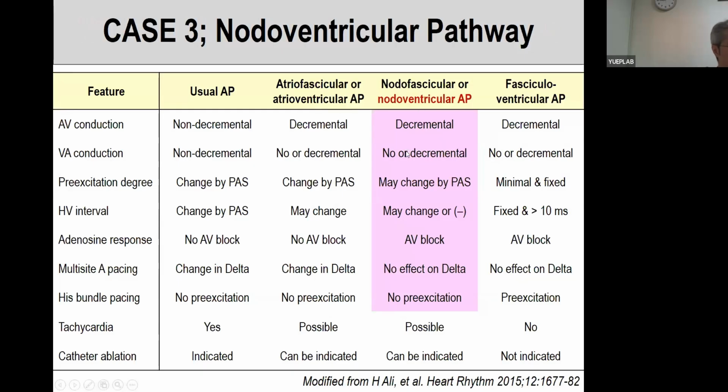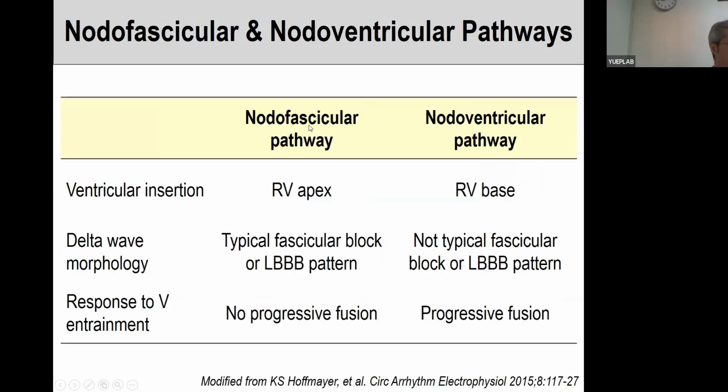So in this patient, AV conduction is decremental, there is no VA conduction, and the pre-excitation degree has been changed by atrial pacing. HEV interval is negative and changed, and negative. Adenosine injection induced AV block, multi-site A pacing had no effect, and His bundle pacing removed pre-excitation. No tachycardia was induced. We did not ablate this pathway. So this patient has a nodoventricular accessory pathway.